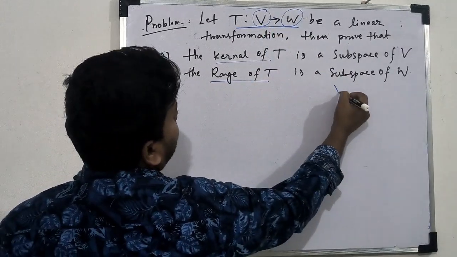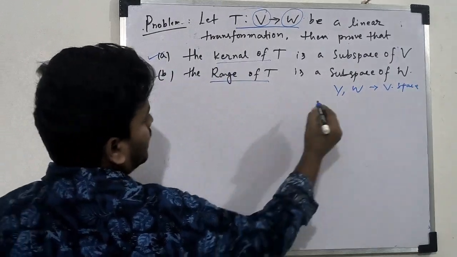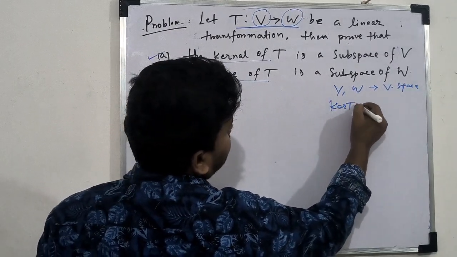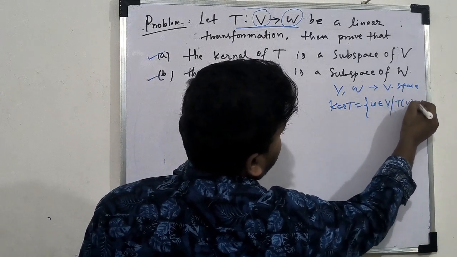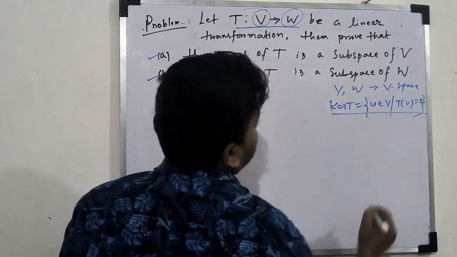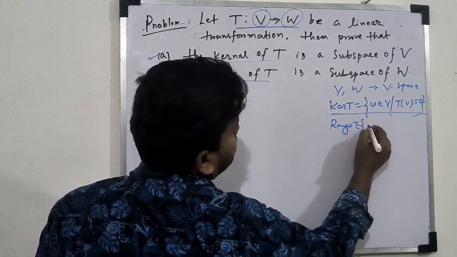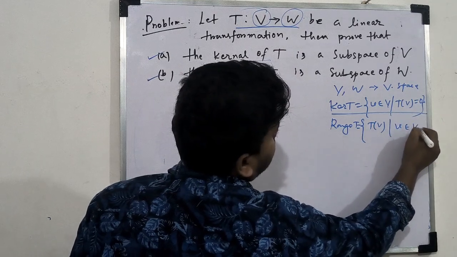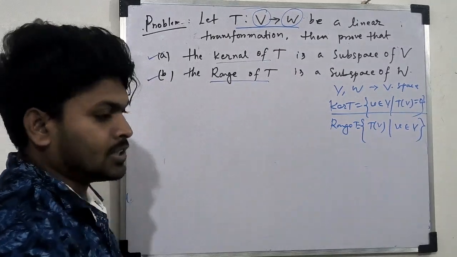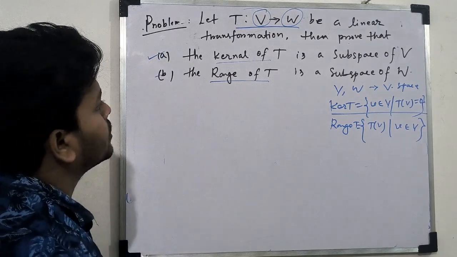So here both V and W are vector spaces, and kernel T, you know, is the set of all v from V such that T of v equal to 0. And range T is the set of all T v such that v belongs to V. Okay? So this is the definition of kernel and range. So first we will prove the first one.